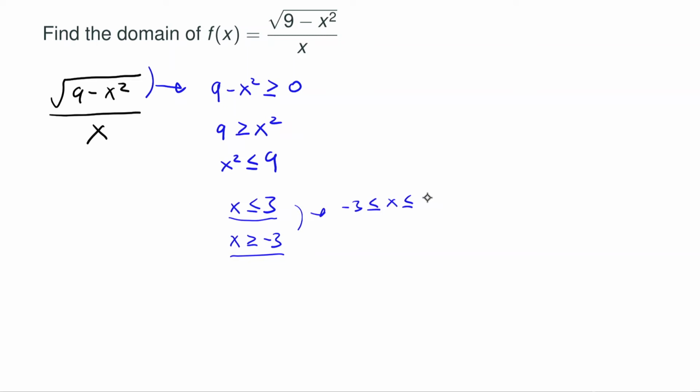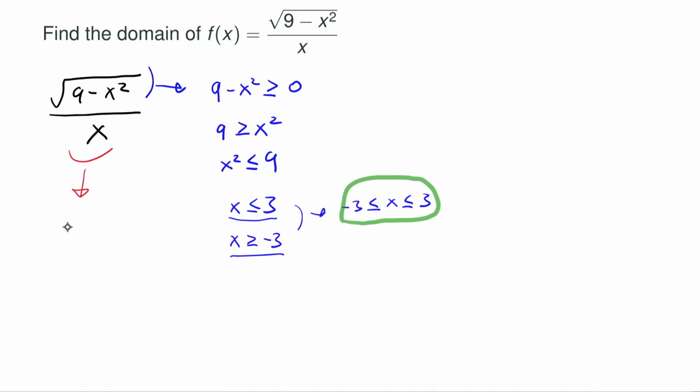Because we're squaring, if we square any number smaller than negative 3, such as negative 4, negative 5, once you square those numbers, we get bigger than 9. But we want less than or equal to 9. Okay? So the restriction from the numerator is that it has to be between negative 3 and 3, including negative 3 and 3. Now the denominator just cannot be 0.